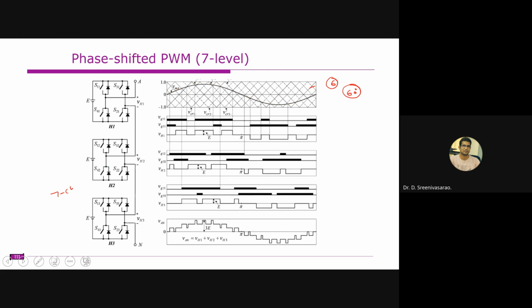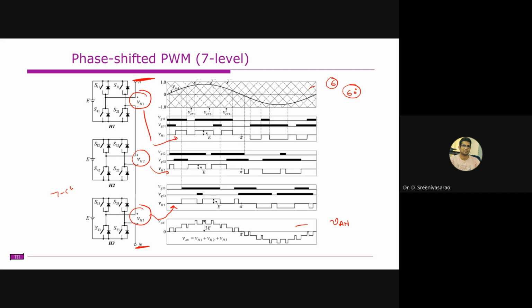So comparing carrier 1 and the modulating signal will generate the switching signals here. This is the modulating signal, carrier 2, carrier 3, carrier 4, carrier 5, and carrier 6. Now if you observe the output voltage of each H bridge, this is VH1, this is VH2, and this is VH3. You know that the sum of all H bridges, measuring the voltage between this A and this neutral, is VAN, which is equal to VH1 plus VH2 plus VH3.